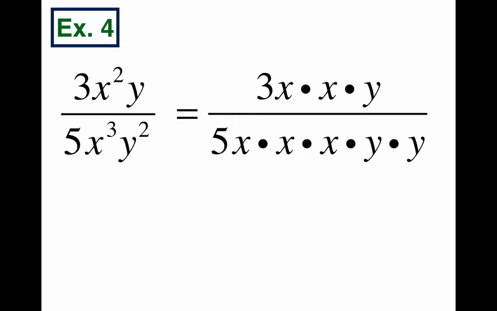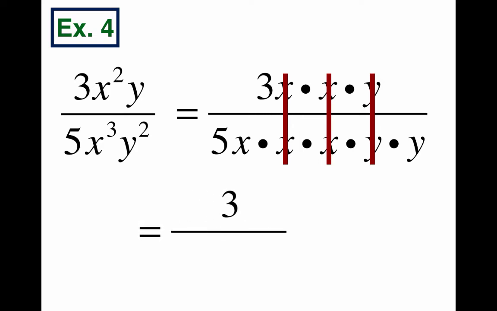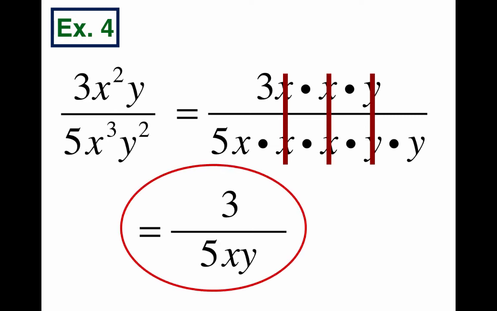Now power of 1's, I see some matching power of 1's. I see a bunch. I see x's, I see a set of y's. We're going to get rid of all the power of 1's, and we're left with just a 3 on top. What's left on the bottom? Well, there's still a 5, there's still an x, and there's still a y. So there's 5xy. That's our simplified solution, 3 over 5xy.